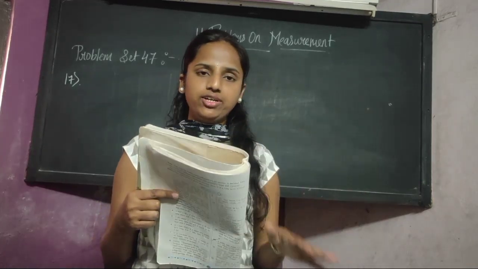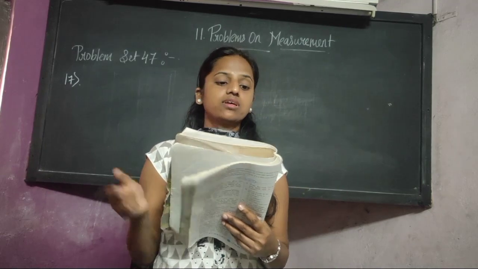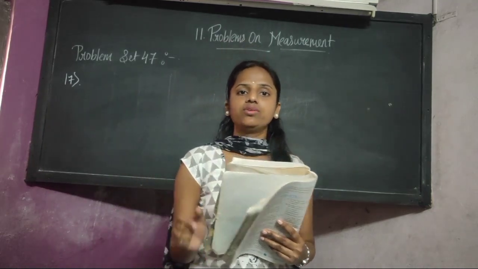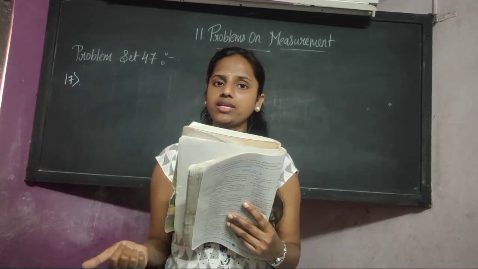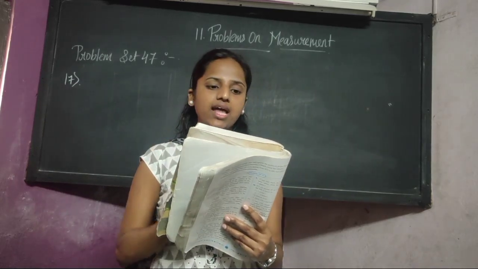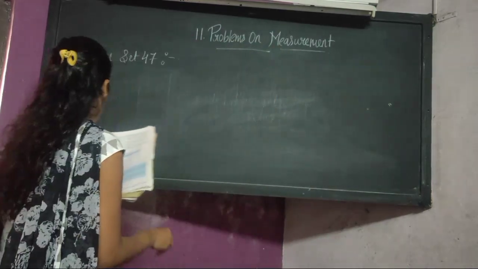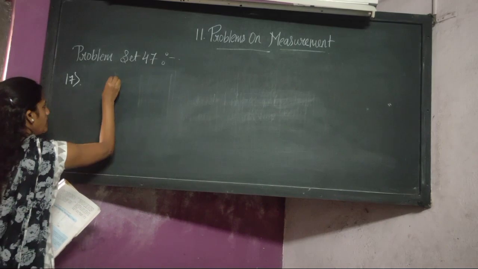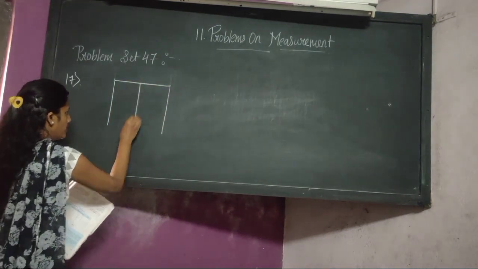So here the total weight of the vegetable is given, that is 40 kg, 300 grams. The weight of potato and the weight of cabbage is given. We have to find out the weight of onions. First we will add the weight of potato and cabbage and we will subtract that answer from the total weight. Then we will get the weight of onions. So let us do. First of all we will add the weight of potato and cabbage.